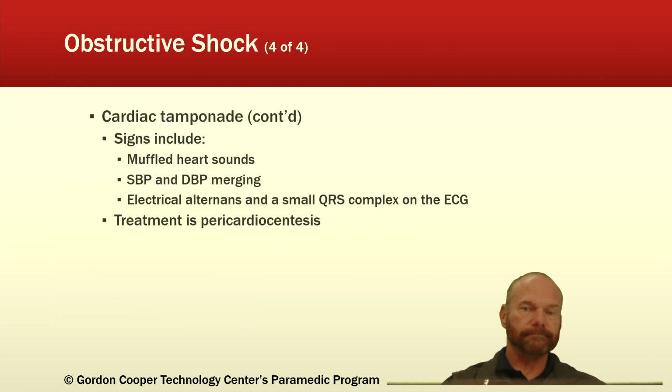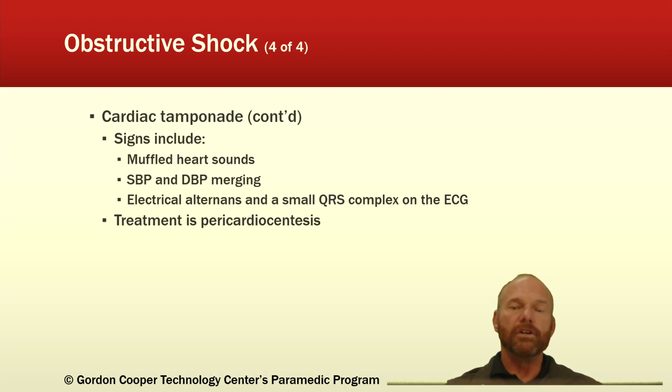So some signs, one of the big ones is going to be muffled heart sounds. So you start to hear those diminished heart sounds due to fluid accumulation. So you also see a narrowing pulse pressure. So your systolic and your diastolic really start merging together. So you get a narrowing pulse pressure. That indicates that we've got some compromised hemodynamics. Electrical alternans, so this will make more sense when we get into EKG, but you see a variation in the amplitude of QRS complexes on the ECG, often accompanied by a small QRS.